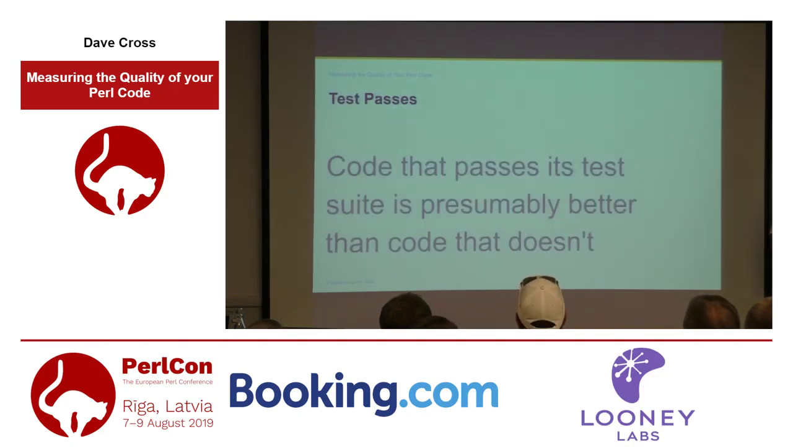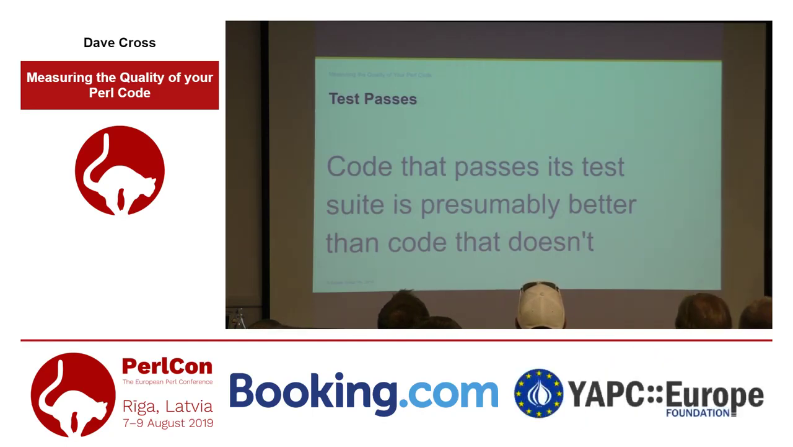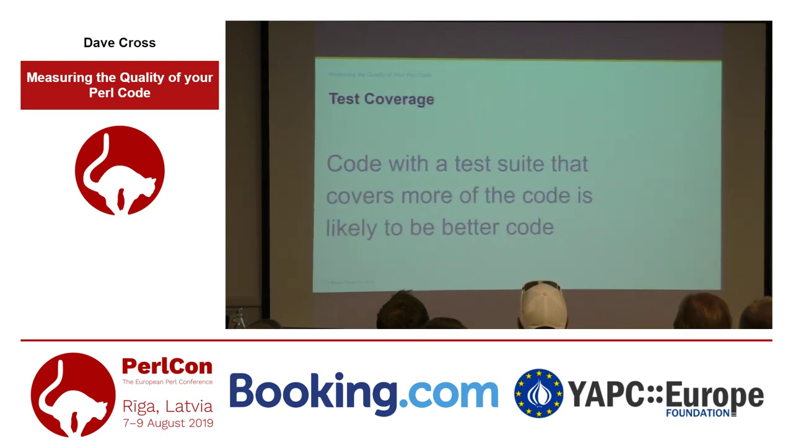Let's look at the 4 in a little bit more detail. I think this is probably uncontentious, that code that passes its test suite is presumably better than code that doesn't pass its test suite. If there's a failing test in your test suite somewhere, there's probably a problem in your code. Or in your test suite, which is part of your code. So there you go. Test coverage.